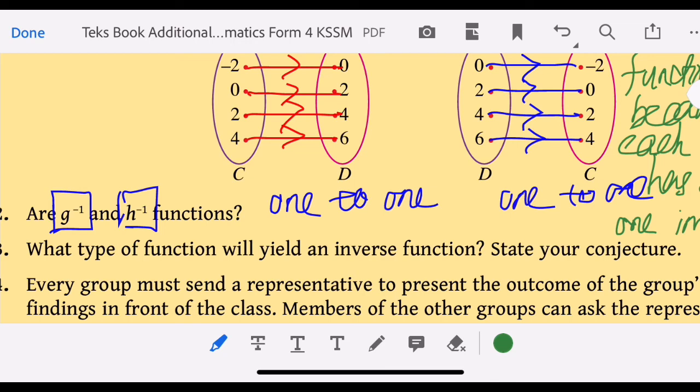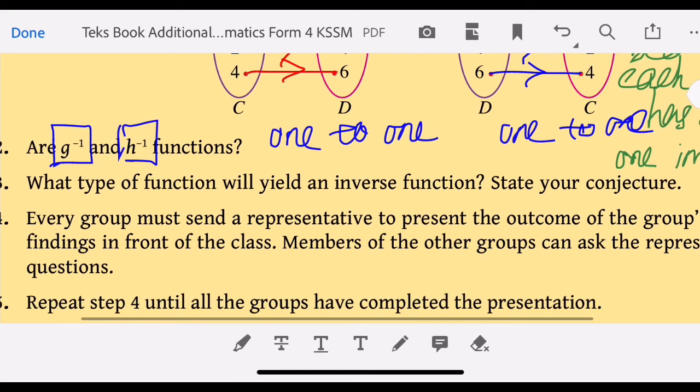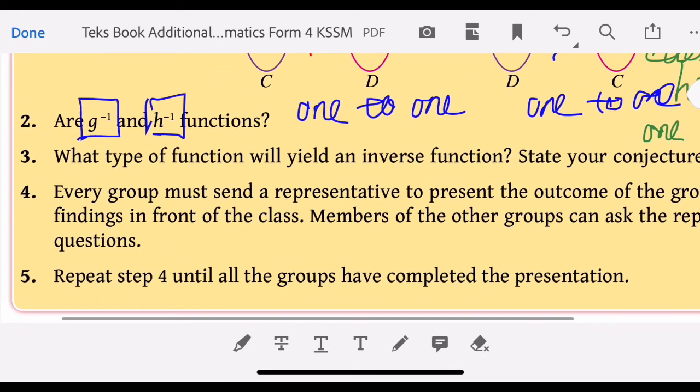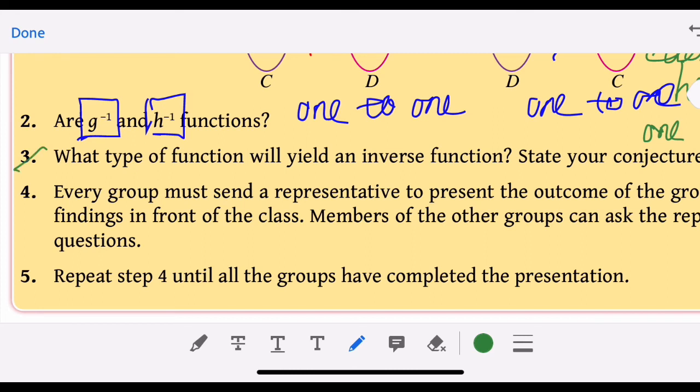The type of function that can have an inverse is a one-to-one function. So this is the answer for number 3: what type of function will yield an inverse function, and state the conjecture. You must know how to answer this. So let's write down the answer.